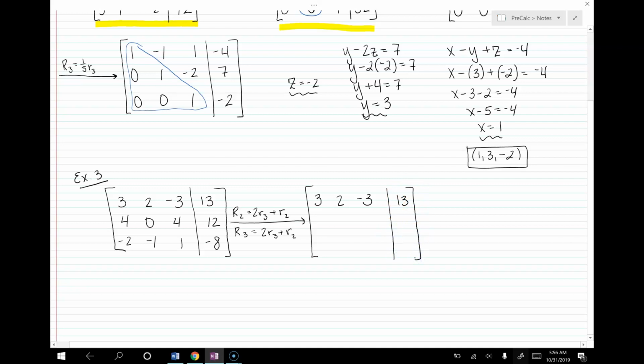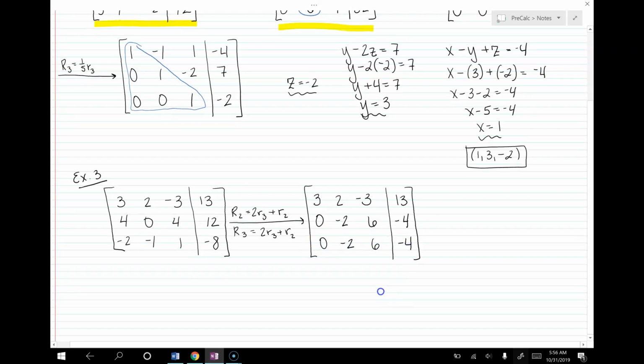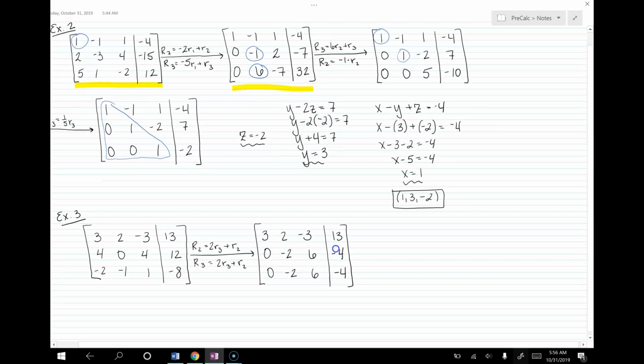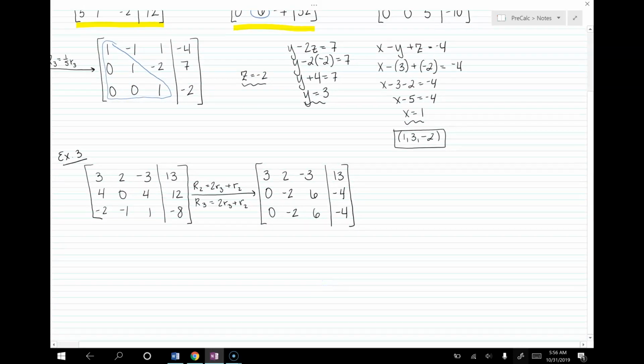Okay, middle row, row 2. So we're going to take 2 times -2, which is -4, plus 4, we get a 0. Okay, 2 times -1 plus 0 gives us -2. 2 times 1 plus 4 gives us 6. And 2 times -8 plus 12 is going to give us -4. Okay, row 3. Doing the same process, we actually end up getting the identical row. Interesting. Some of you see it already, but just stay with me here.